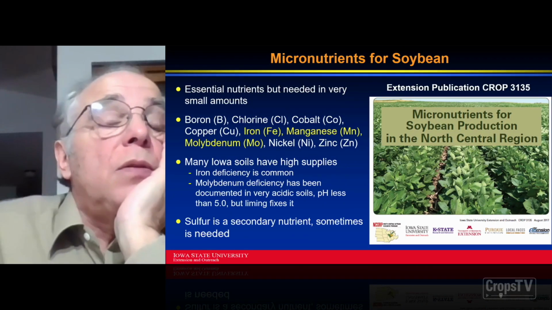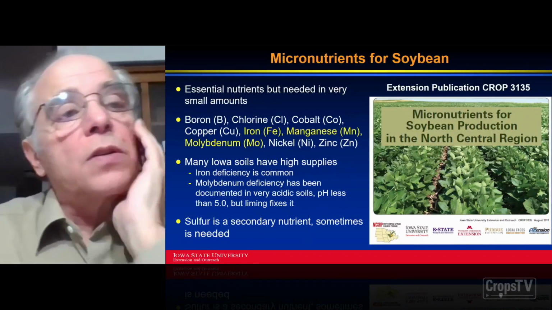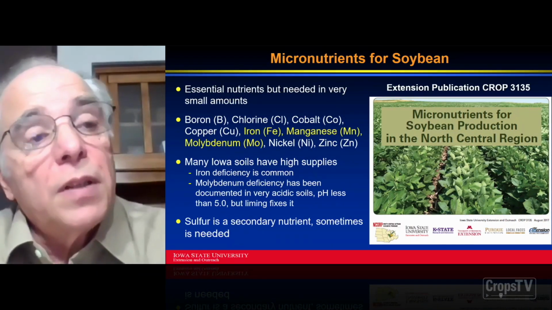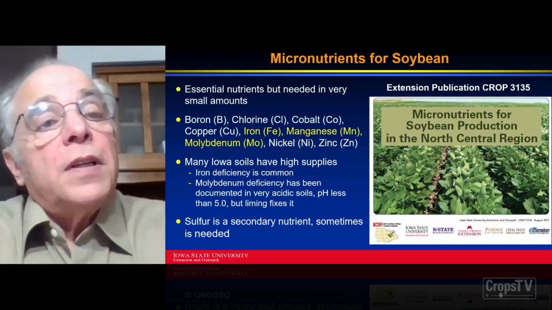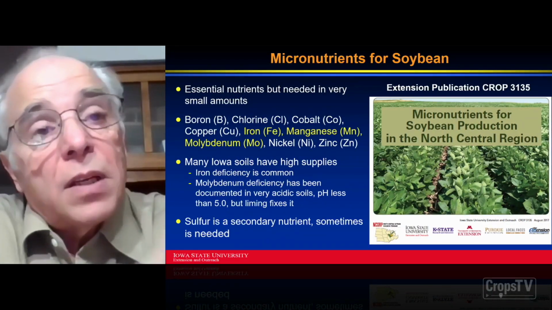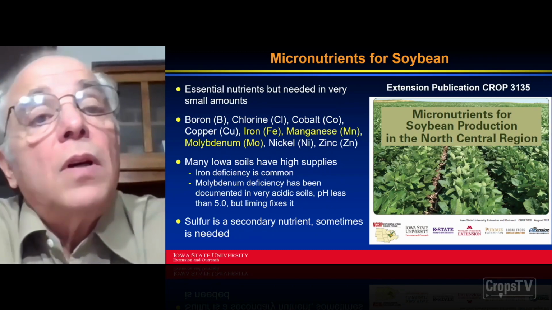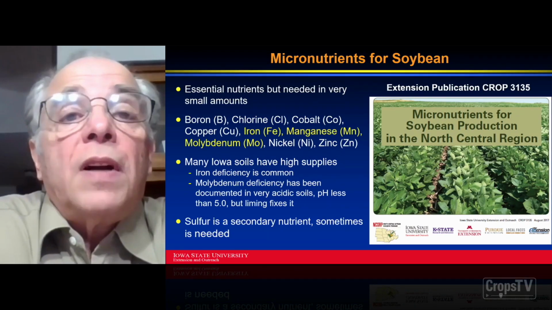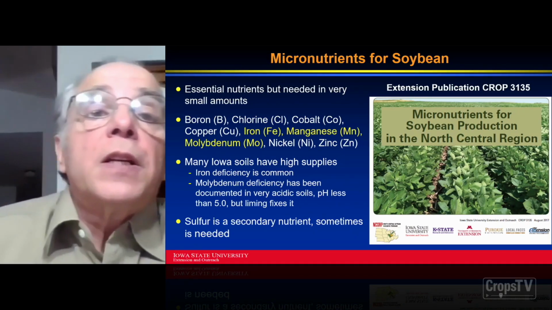Now, sulfur, many people are confused and include sulfur as a micronutrient. It's not. Sulfur is a secondary nutrient, and sometimes it's needed in Iowa for corn, soybean, or alfalfa. We have seen that.